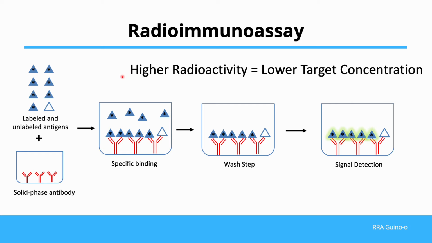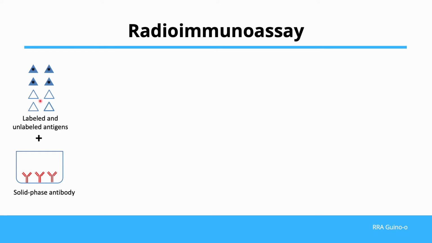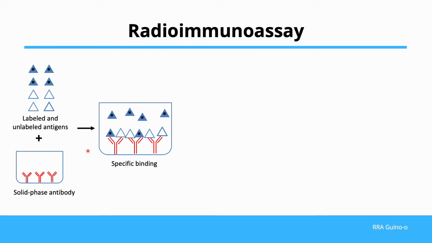So the higher the radioactivity, the lower the target concentration. Because again, if there is a low concentration of patient target, our labeled antigens have more room to bind to our different antigen binding sites. In contrast, if you have an abundance of unlabeled antigens or patient antigens, then when you add them to your solid phase antibody, they have to compete with our labeled antigens. Usually, the test should have a higher affinity for the patient or the unlabeled antigens.